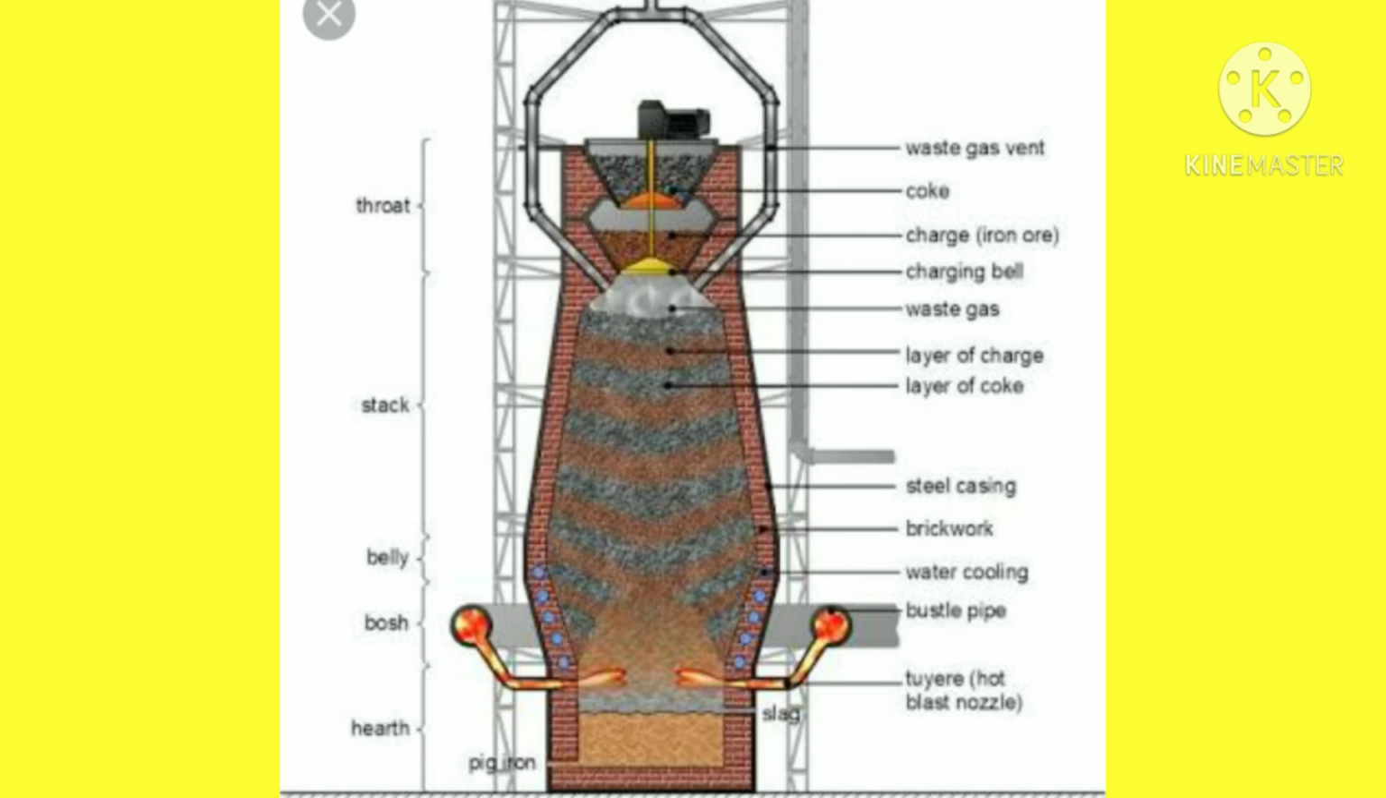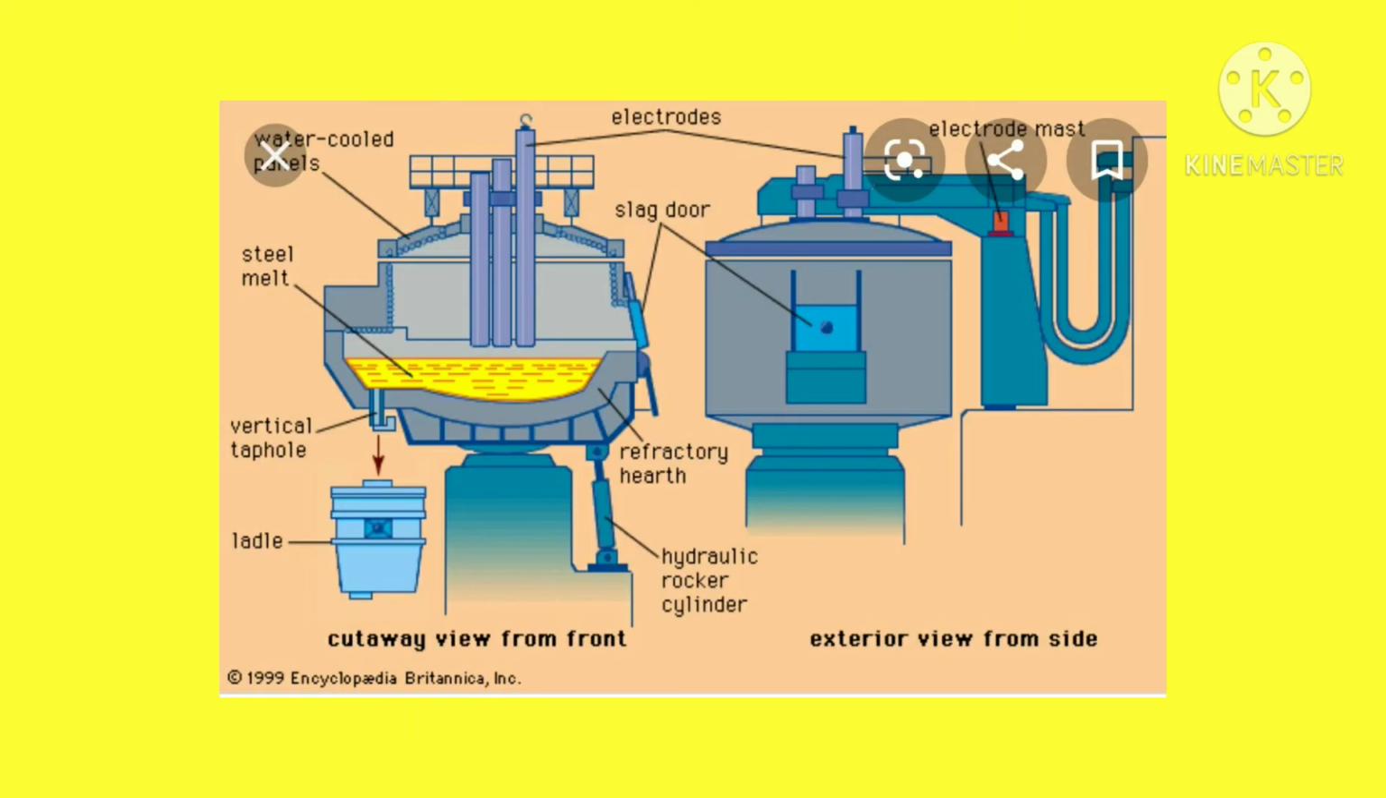For mini steel plants, sponge iron, scrap iron, etc. are used as raw materials. They do not use heavy capital investment. For processing, they use electric furnace, and mini steel plants are distributed all over the country.